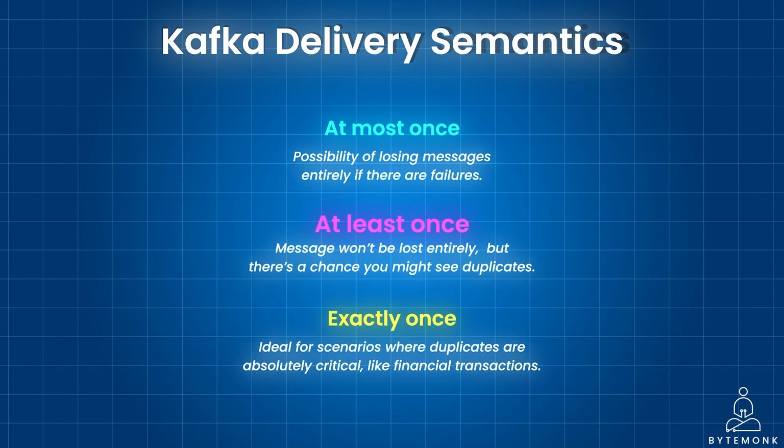The best delivery semantics for your application depend on specific needs. If you can tolerate duplicates and prioritize speed and throughput, at least once is a strong option. If ensuring zero duplicates is vital, exactly once delivery may be the way to go, even if it means some trade-offs in performance.